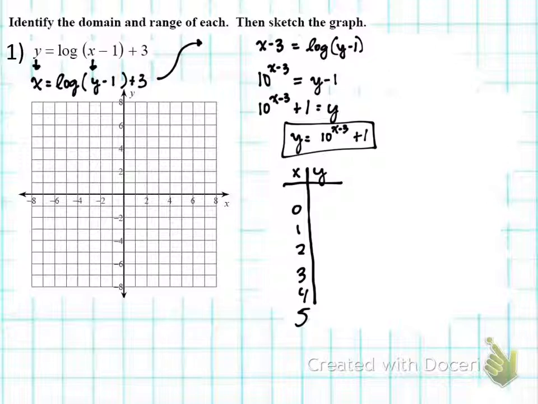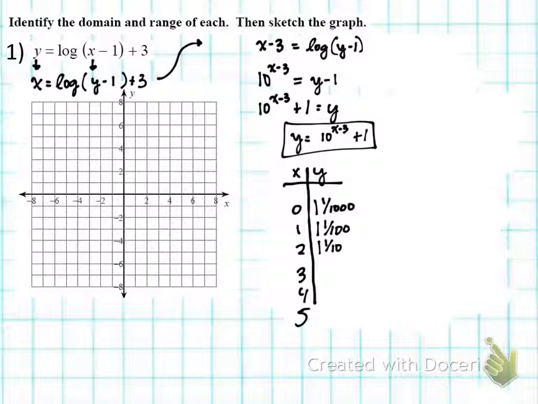0 minus 3 is negative 3. 10 to the negative third is 1/1000th, right? 1/1000 plus 1 is 1 and 1/1000th. Okay, so I'm getting this really small fraction plus 1, right? Let's do 1. 1 minus 3 is negative 2. 10 to the negative 2 is 1/100th. 1/100th plus 1 is 1 and 1/100th. 2. 2 minus 3 is negative 1. 10 to the negative 1 is 1/10. 1/10 plus 1 is 1 and 1/10th.